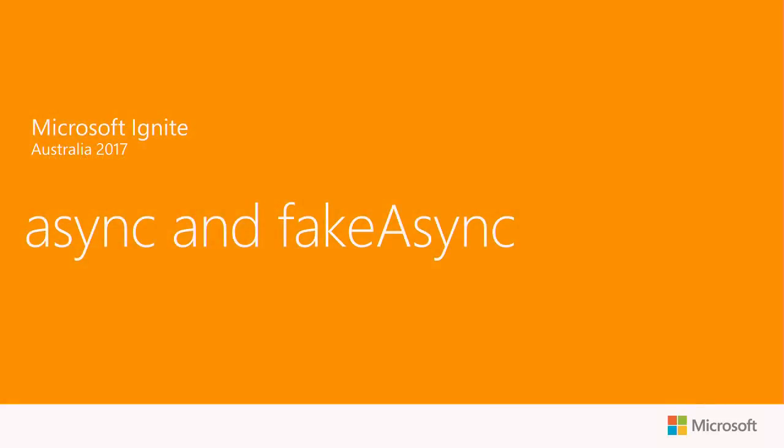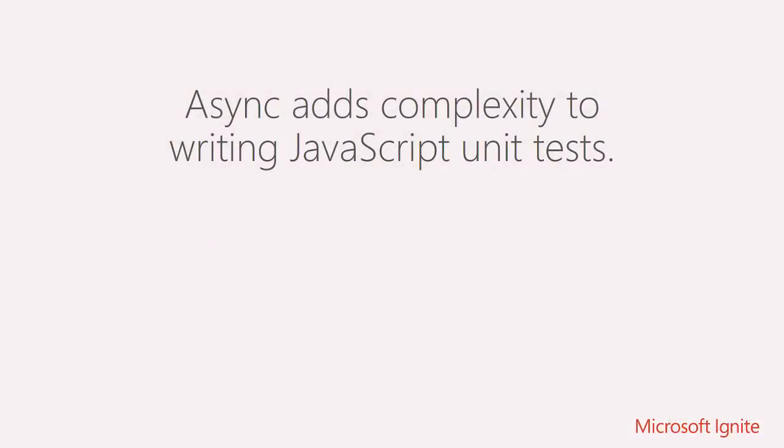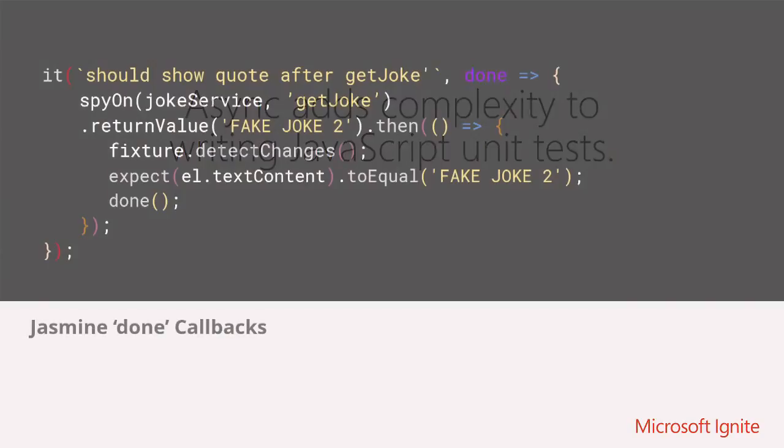So async and fakeAsync. Async adds complexity to writing JavaScript unit tests. As web developers, there is asynchrony everywhere. You click a button on your HTML, that goes and calls a service, and that takes time to return. Even when you've got a bunch of data and you're binding it to the page, that doesn't happen instantaneously. There are asynchronous operations going on all throughout our applications, and that can make writing tests really complex.